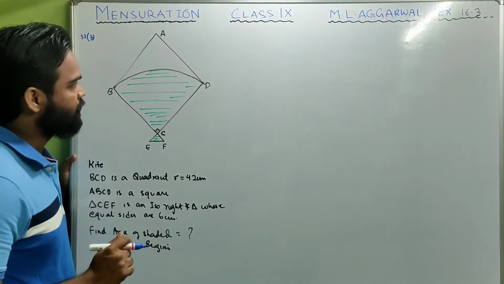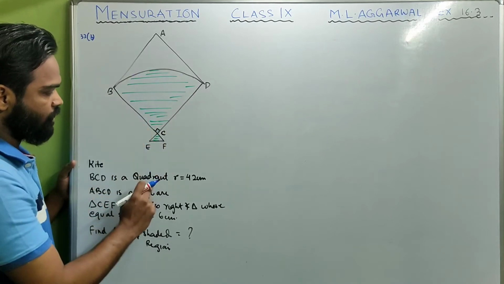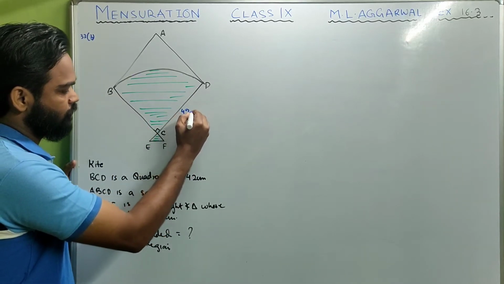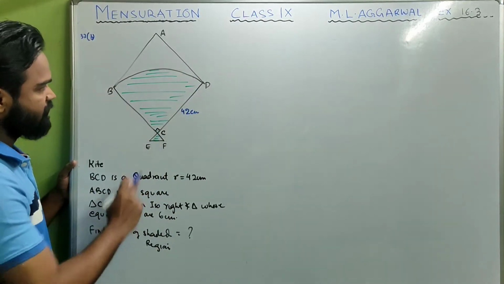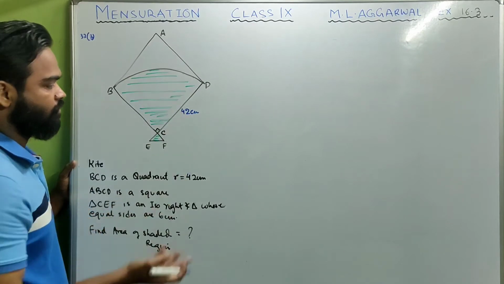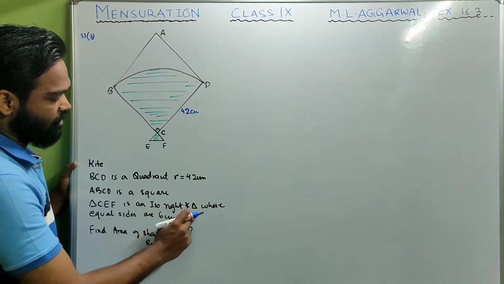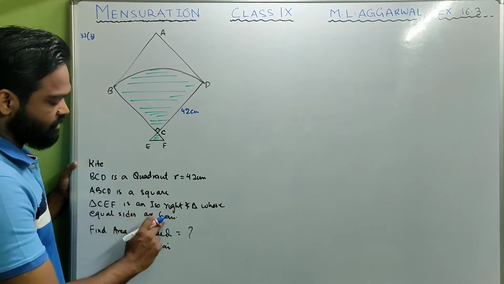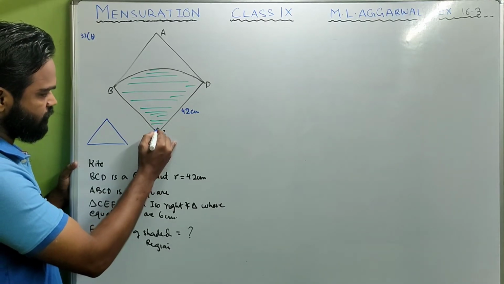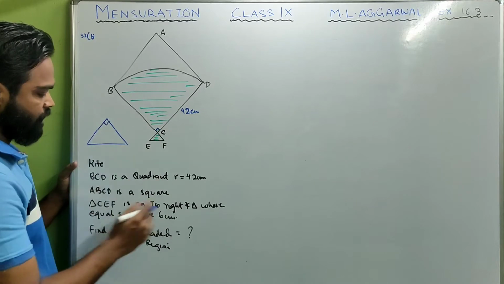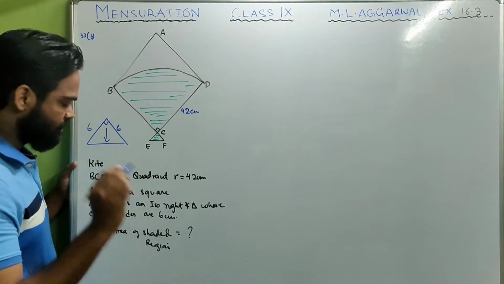Now look at 33 part B. They have given a kite where BCD, this region, is a quadrant of radius 42. Okay, so CD will be 42. That's the radius of that quadrant. ABCD is a square. Definitely the side of the square is 42 centimeter. CEF is an isosceles right angled triangle whose equal sides are 6 centimeter. So if I'll just enlarge it, then of course this is 90 degrees. So this will be 90 degrees. And the equal sides have to be this and this, because this becomes a hypotenuse, isn't it?